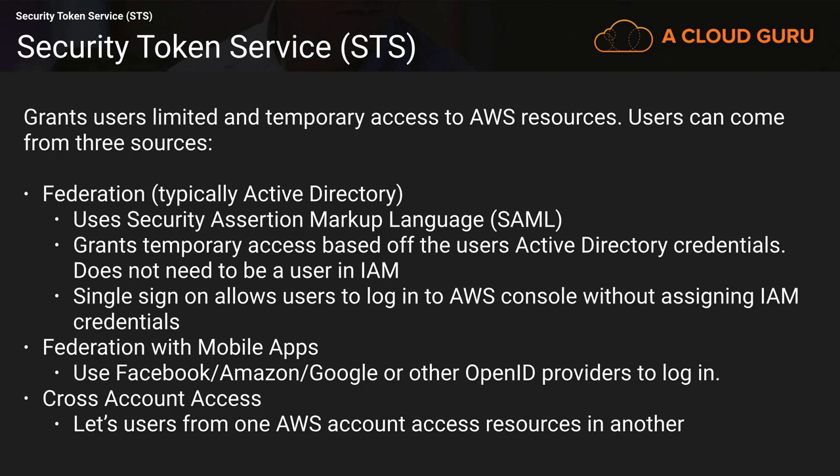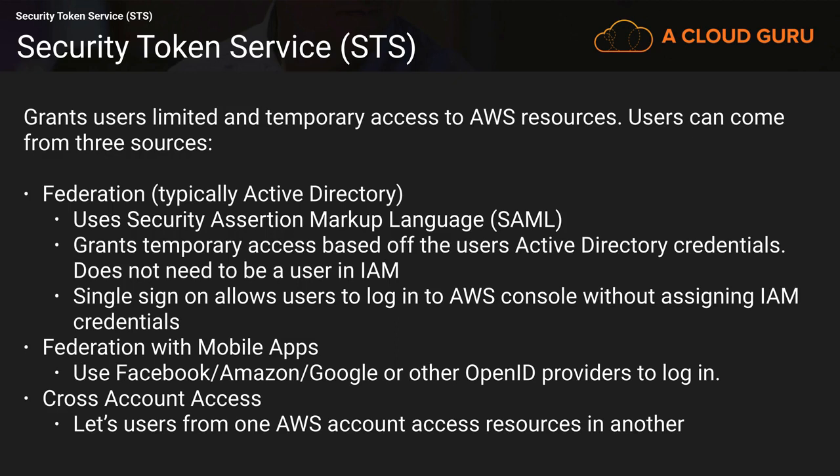So what is STS? Basically, it grants users limited and temporary access to AWS resources, and your users can come from three sources. They can come from federation. Federation just means you're federating, or cooperating, with some other form of authentication service, and typically this would be Active Directory. Hopefully all of you know what Active Directory is: when you sign into your Windows PCs at your office and enter your SSO, or single sign-on, that is basically federating with a service called Active Directory. It's one of Microsoft's most famous services.